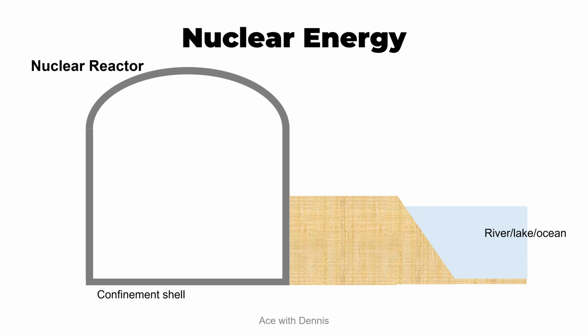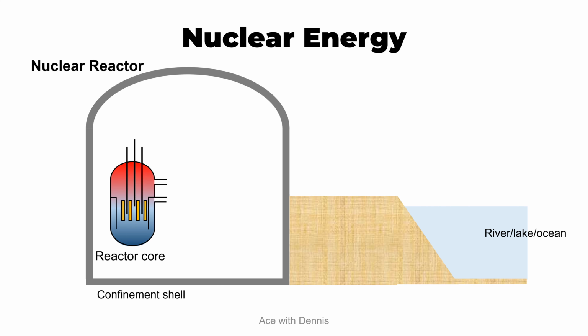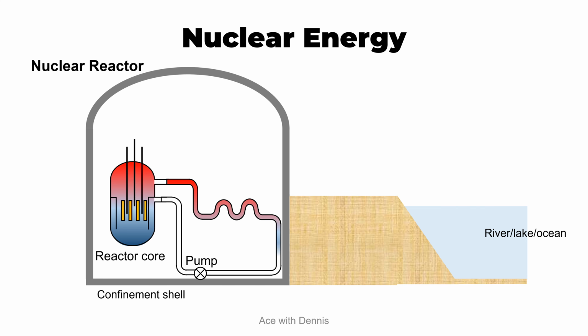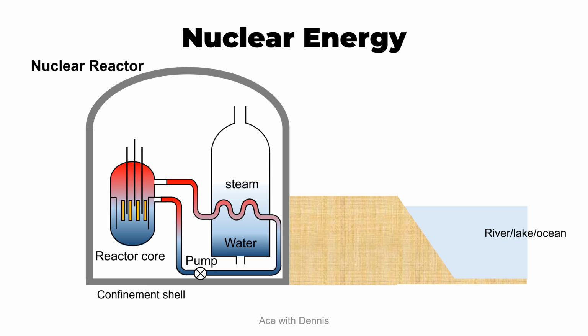Next, we'll learn the nuclear reactor system and see how it generates electricity. So we start with the reactor core. The hot water is pumped up and cooled down before it flows back to the reactor core to repeat the process. So how is it cooled down? The hot water flows into another container which has cool water, and this cool water will absorb the heat and turn into steam.